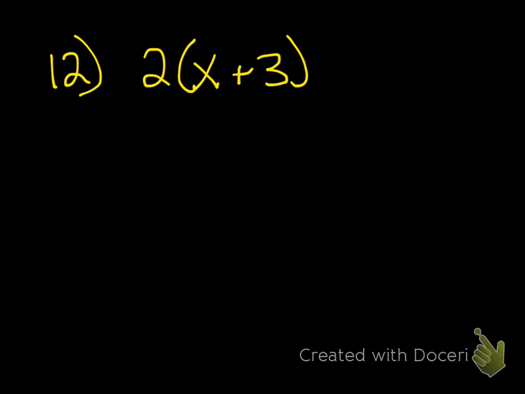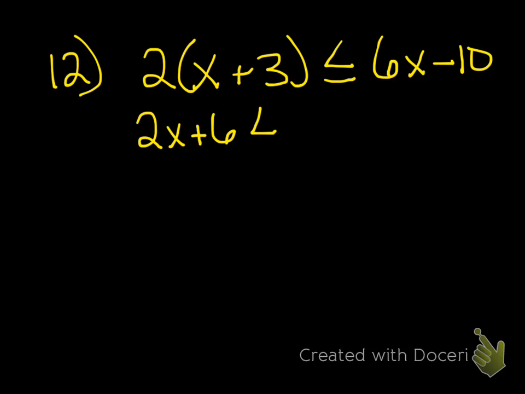Number 12. This one I believe we had on the homework. Okay, it says twice the sum of a number and 3. So we start off with the sum of a number and 3, and it's twice that. So it's 2 times that entire sum is at most, so at most is less than or equal to 6 times that number less 10. So 6 times that number less 10. Alright, first thing we're going to distribute. 2x plus 6 less than or equal to 6x minus 10.